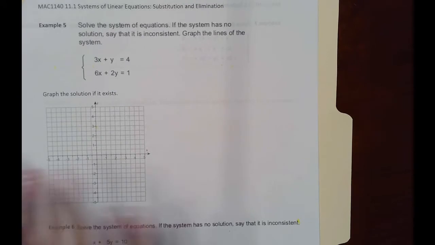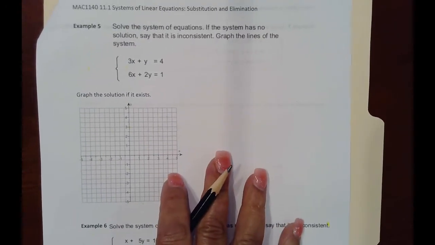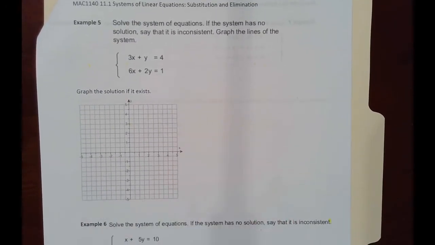In example 5, we're going to solve the system of equations, and if the system has no solution, we're going to comment that it is inconsistent. That is the term we give to 2 lines that are parallel, that absolutely have no points in common whatsoever. Okay, so let's begin trying to solve.